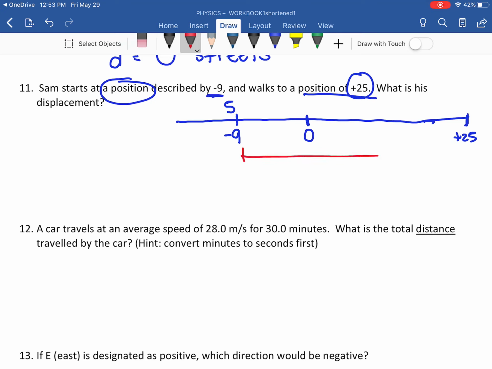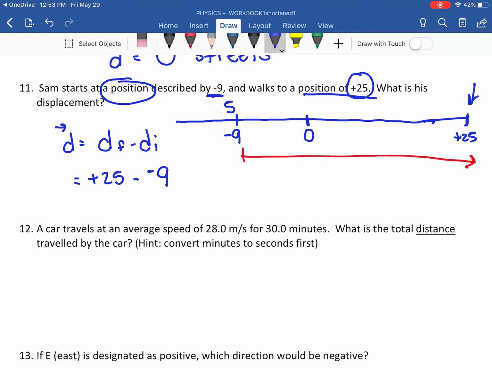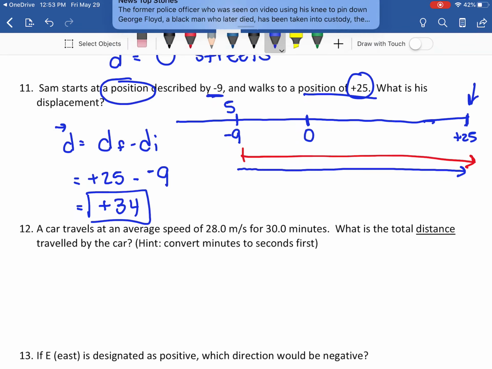So I'm trying to figure out the total displacement here. What you can also do with position is use the formula df minus di, where it is final position subtract initial position. So my final position was that positive 25, minus a -9, which ends up being positive 34. And according to my picture, I can see that Sam would have had to walk positive 34 steps in order to get from -9 to positive 25.